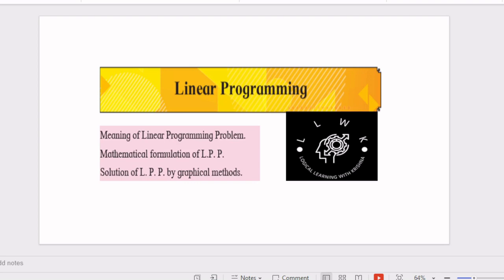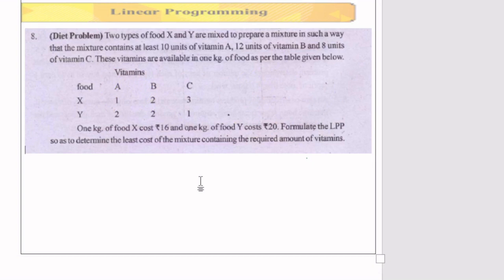Okay, let's move to the next question. Question number 8. As stated earlier, you need to read each and every word before going to the solution. The question says two types of food X and Y are mixed to prepare a mixture in such a way that the mixture contains at least 10 units of vitamin A, 12 units of vitamin B and 8 units of vitamin C.